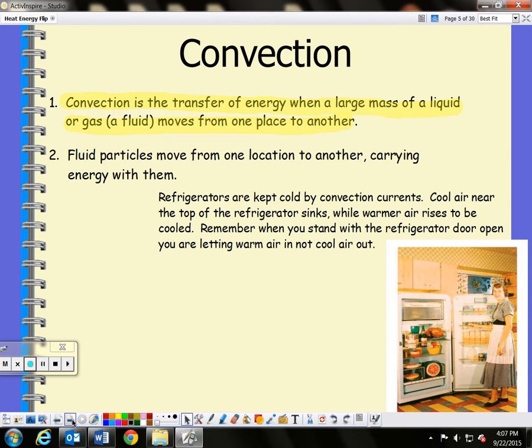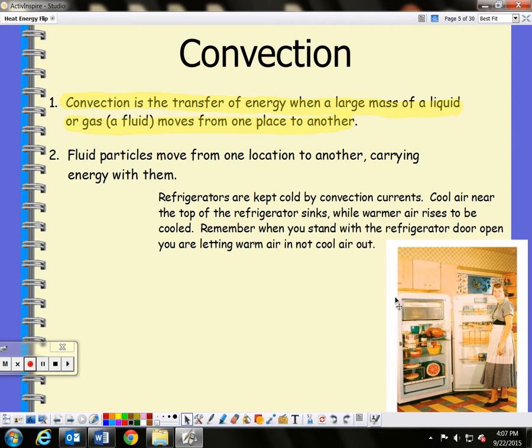Convection is the transfer of energy when a large mass of liquid or gas, like a fluid, moves from one place to another. With convection, hot always rises, cool always sinks. Every single convection current, whether it's in the atmosphere, warm air is rising from the surface, goes to the upper atmosphere, cools and sinks down. That's what causes wind, by the way.